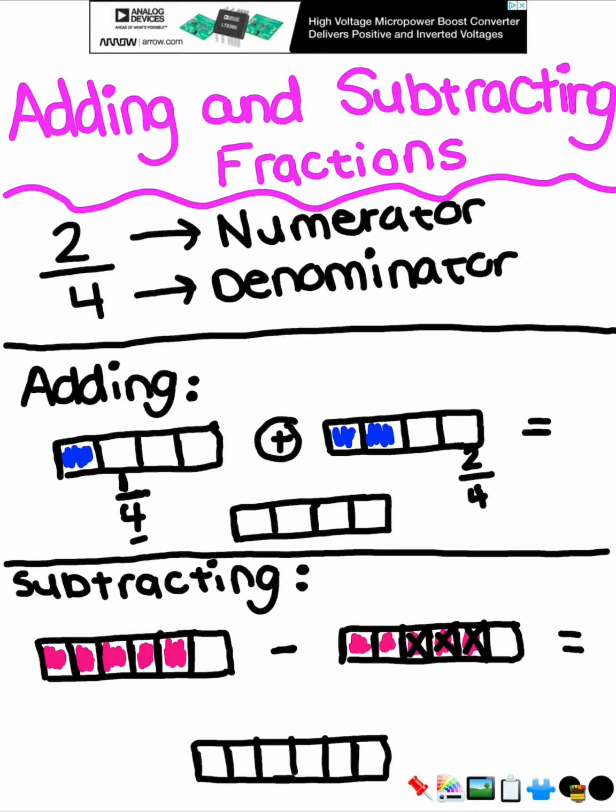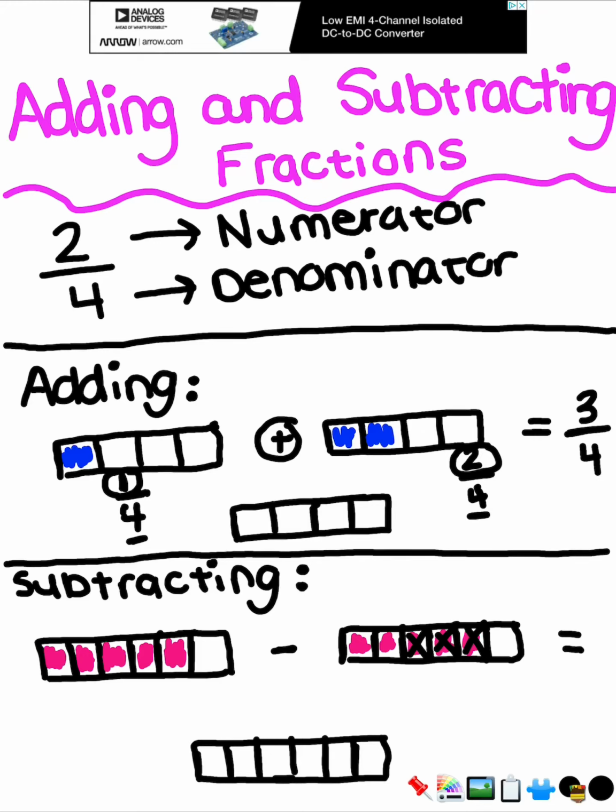So when I add or subtract fractions, I never change the denominator. So I will not be adding 4 plus 4. I will, however, add the numerator. So I am adding 1 plus 2, which would give me what? 3. And what happens to our denominator? It stays the same. So our answer for this addition problem is 3/4.